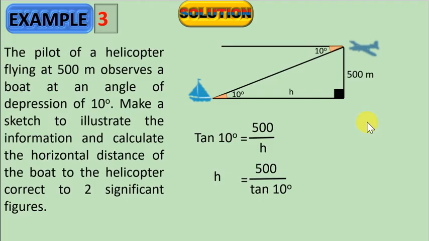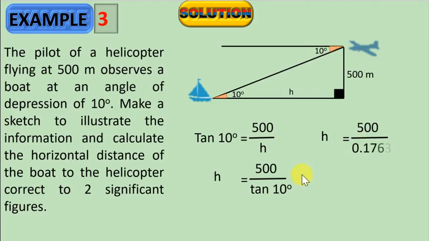So we go further to find the value of h. h will give us 500 divided by tan 10. Now we use the calculator. Make sure the mode of the calculator is in degrees. Now find tan 10. If you use the calculator, with the mode in degrees, the answer you get is 0.1763.